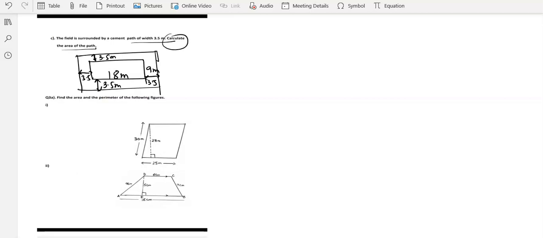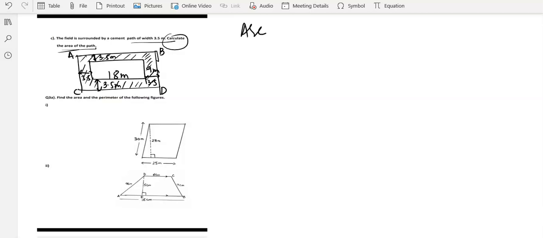You have to calculate the area of the path. If you look at the figure, you will find that there are actually two rectangles. One is the rectangular field, and we have found the area of the rectangular field before. The other is a big rectangle. Let us name it A, B, C, and D. If we subtract the area of the small rectangle from the area of the big rectangle, we can find the area of the path.